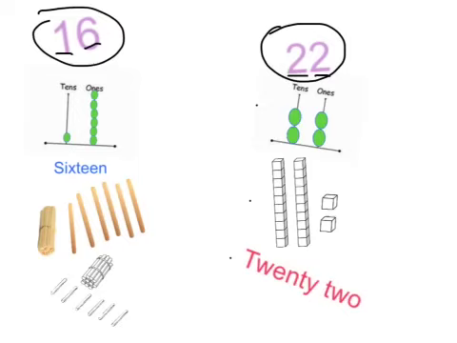Now bundling sticks, we should have 1 bundle of 10 to show the 1 ten, which we do here and here, and then we should have 6 ones, so 6 loose ones. 1, 2, 3, 4, 5, 6. So that's showing the number 16. And then here, 1 bundle of 10, and there should be 6 ones. 1, 2, 3, 4, 5, 6. So that's also showing the number 16.